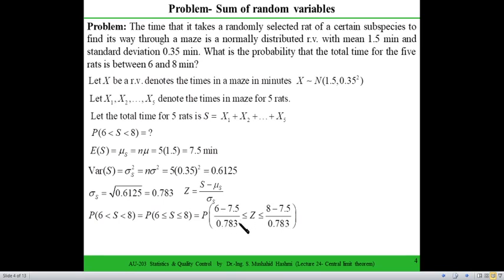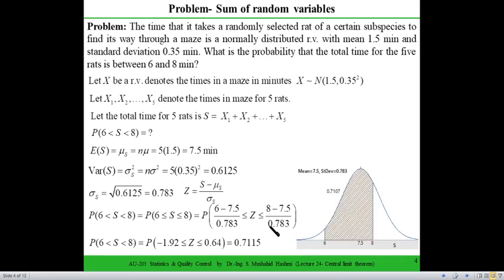Corresponding to these z values, we can work out the probability from the table or from software. It comes out to be 71% as the probability that the total time would be between 6 and 8 minutes. So this is how we can solve problems related to sums of random variables.